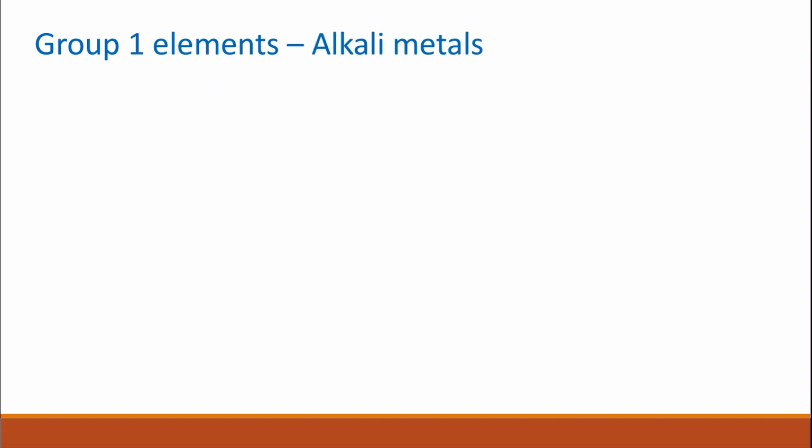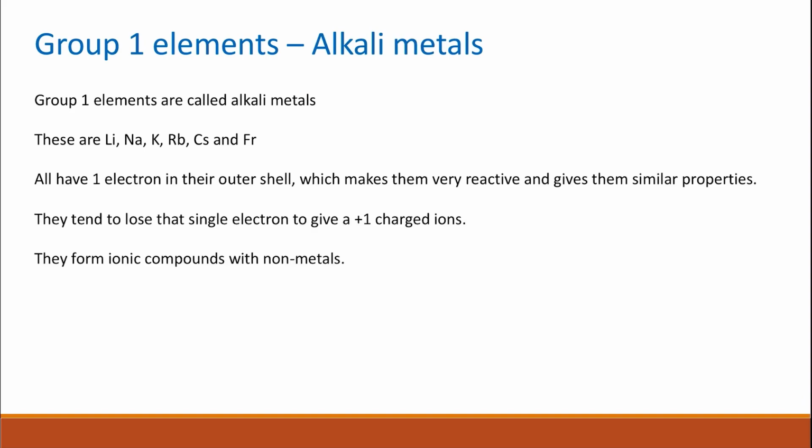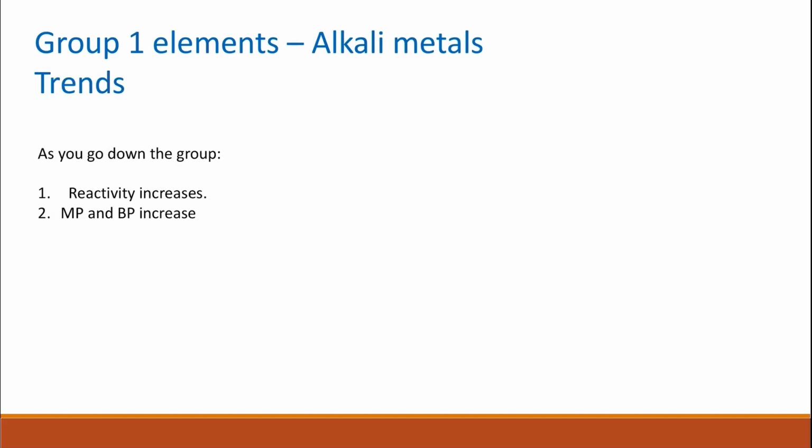Group 1 elements are called alkali metals. This is the group that we can find on the far left of the periodic table, and the elements here are lithium, sodium, potassium, rubidium, cesium, and francium. Because this is group 1, they all have one electron in their outer shell, which makes them very reactive and gives them similar properties. They tend to lose that electron to give positively charged ions, +1 ions, and they form ionic compounds with non-metals.